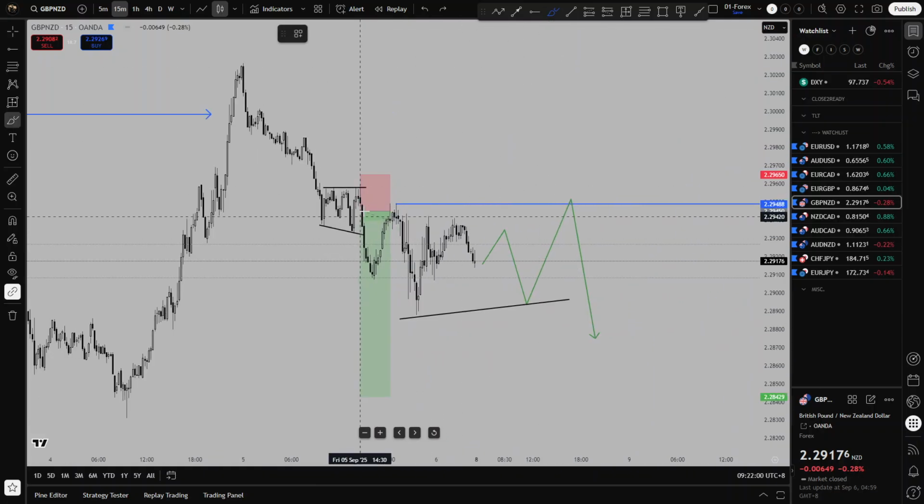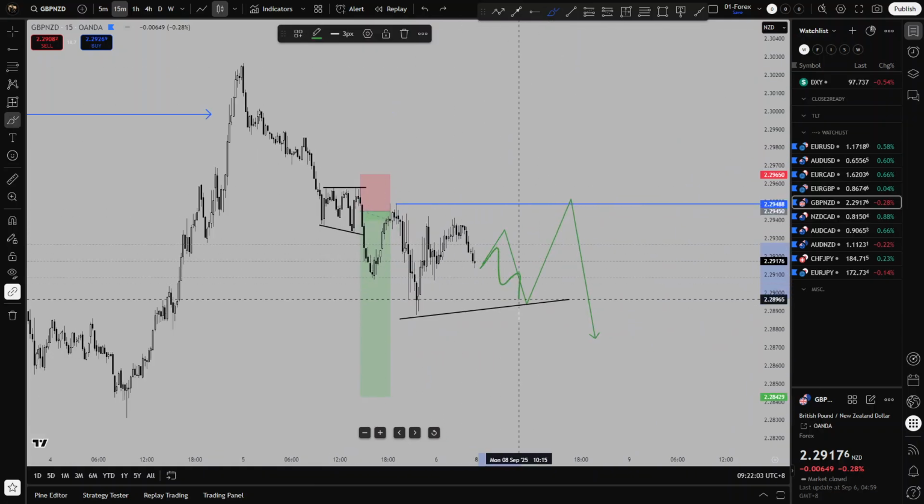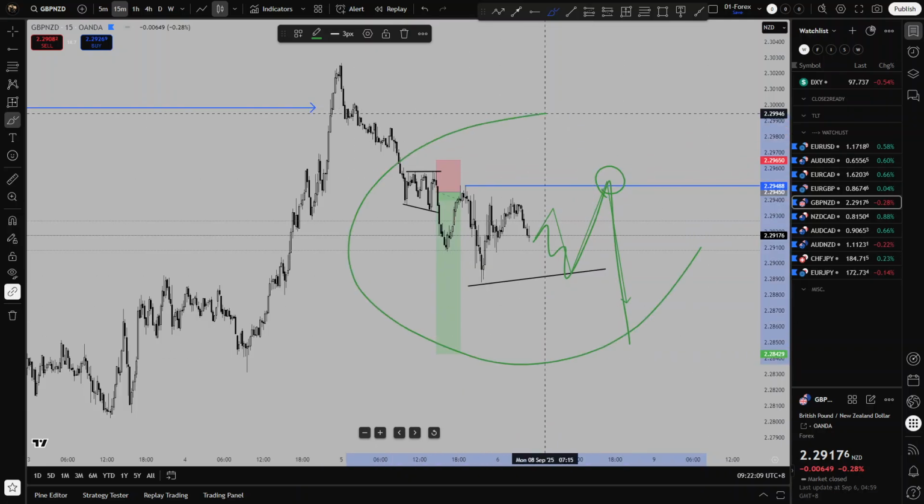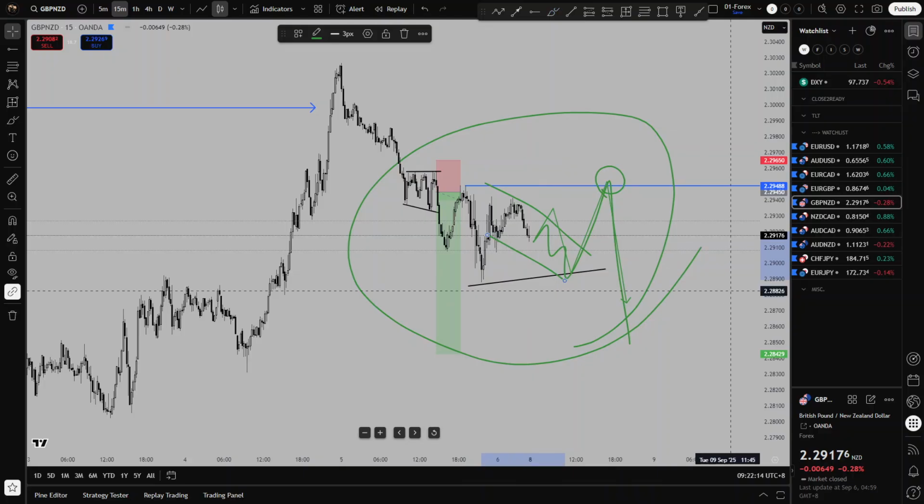So now I'm looking for price to form a larger continuation pattern to enter a short in this area, closing the gap here. It's already slightly larger structure, but this would be very deliberate price action to enter a short.